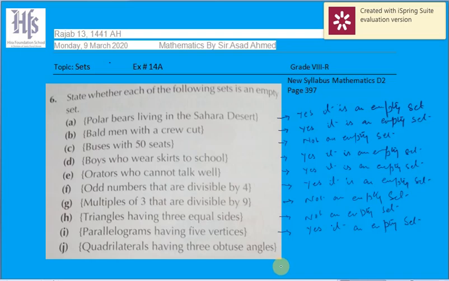Similarly, in part J, triangle having 3 obtuse angles. There is no triangle which has 3 obtuse angles, so we say yes, it is an empty set. This is all about question 6.